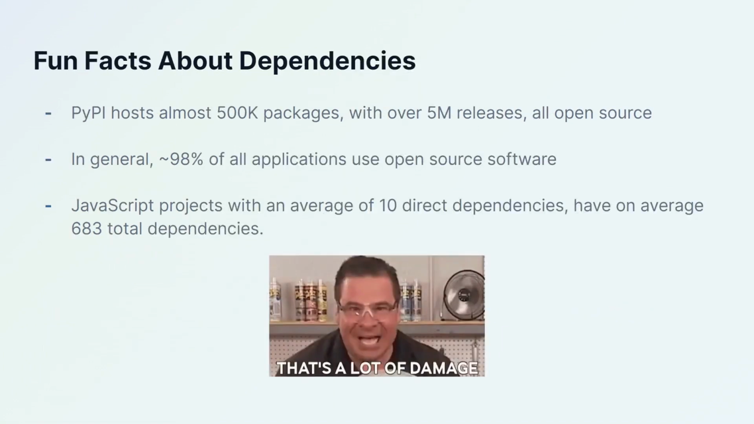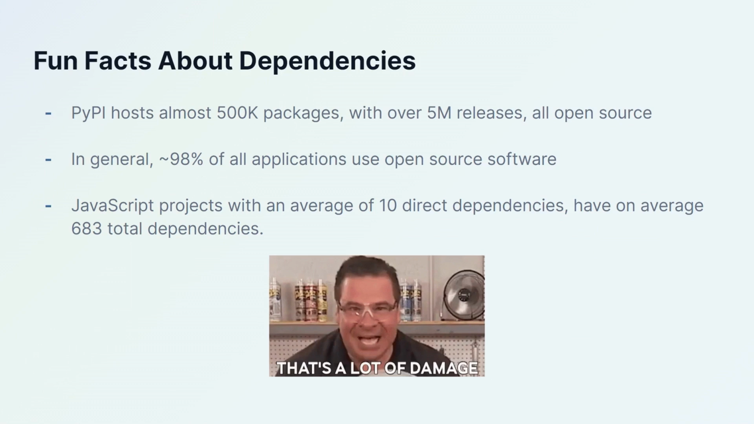And so just some quick fun facts about dependencies. PyPI, which is whenever you're doing a pip install, you're likely pulling a software package from PyPI, which is a public package repository. It currently hosts just about 500,000 total packages. But when you account for all the different versions for these packages, there's actually over 5 million releases, which is pretty crazy. And this is specifically just open source.